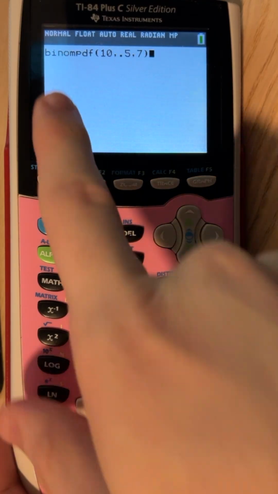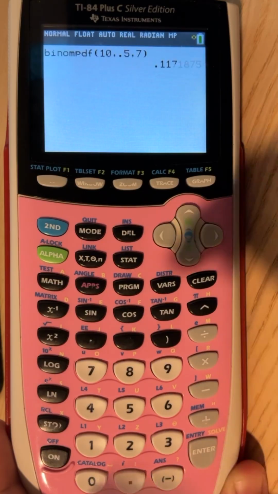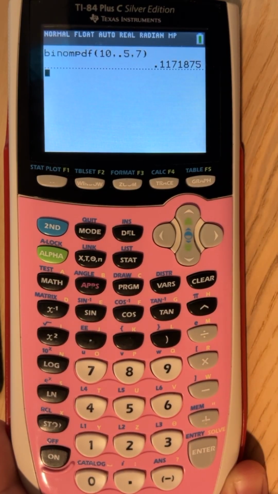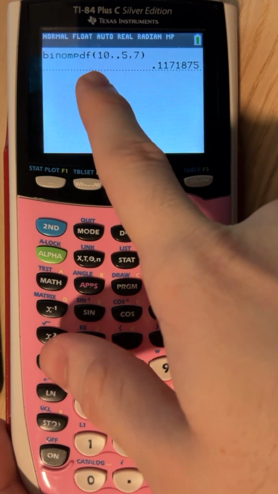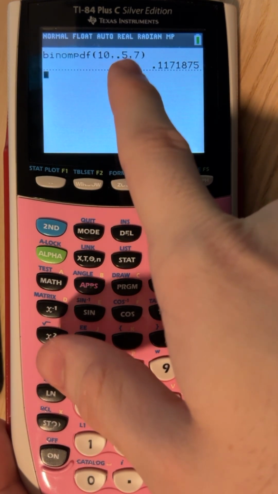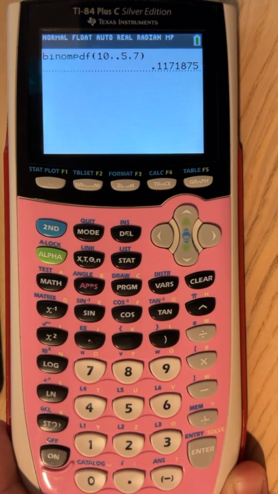Then we'll paste this expression into our regular input, and enter again to run that command. And the probability, now we know it. The probability of getting 7 heads in 10 coin flips of a fair coin is about 11.72%.